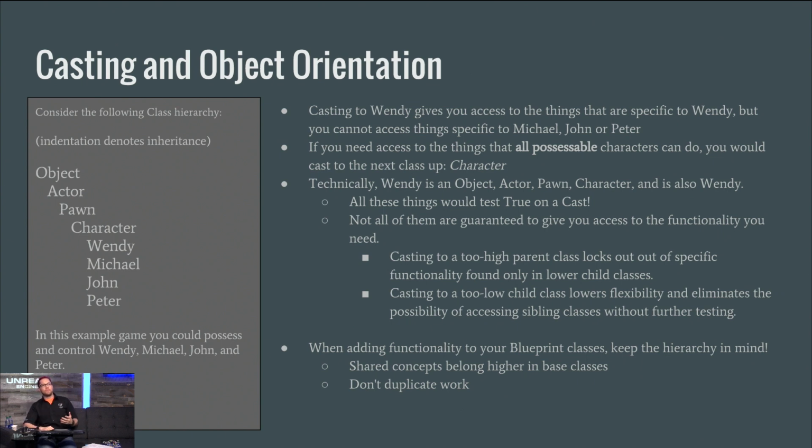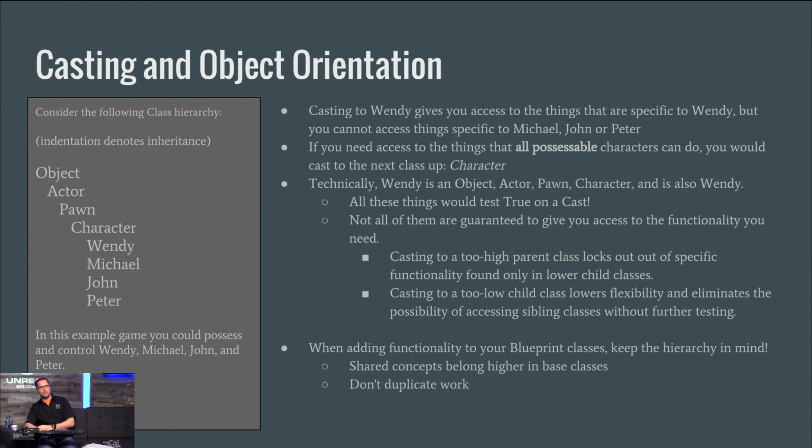Now, think about this from a casting perspective. This goes over to the data I've written down on the right. Casting to Wendy will give you access to the things that are specific to Wendy. So maybe things like, what is her nightgown color? Because obviously she was sleeping when Peter flew in through the window, but that's a whole other story. However, if you cast to Wendy as part of your blueprint, you can't access things that are specific to Michael, John, or Peter. Like you can't ask Michael what kind of top hat he was wearing, or Peter what color his dagger was. You don't know these kinds of things because you've cast all the way down to Wendy.